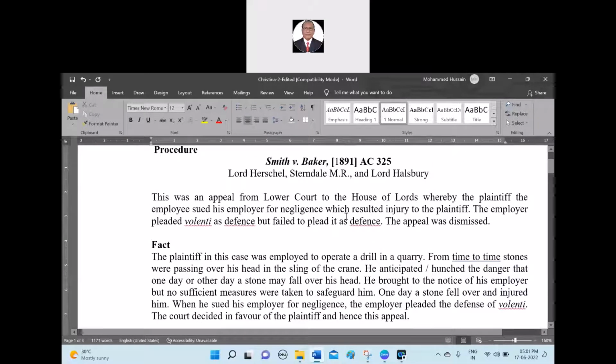Okay, now, from where this case has appeared in this court, you have to write the first sentence. What I wrote was: this was an appeal from the lower court to the House of Lords. Some cases we can file directly; that's called original jurisdiction. Suppose election cases are there. You cannot file them in the lower court.